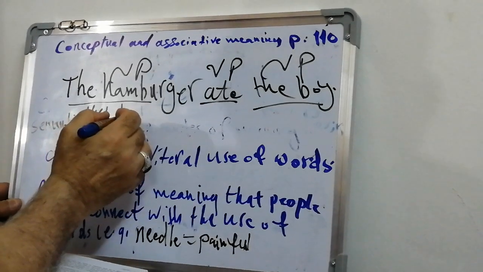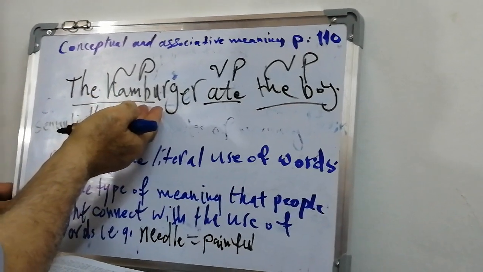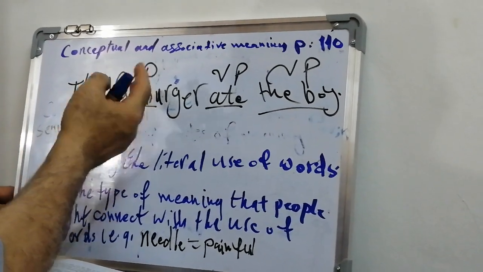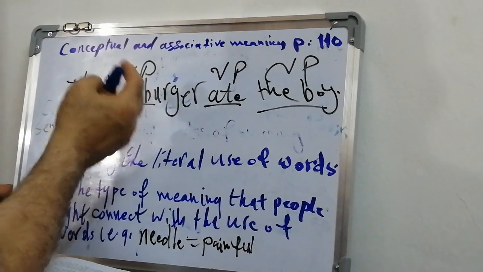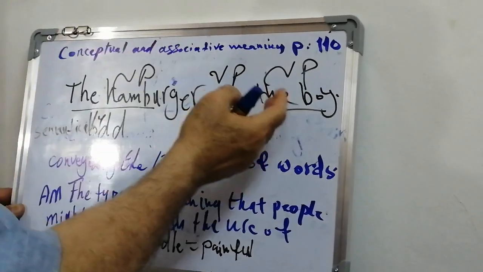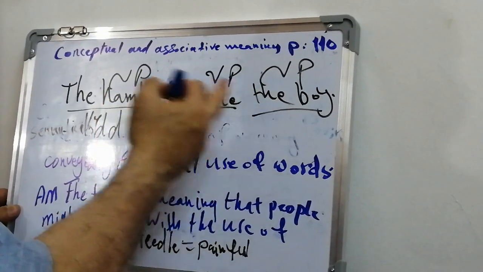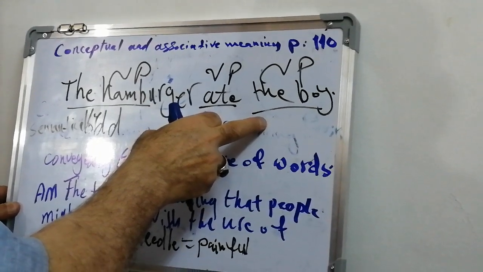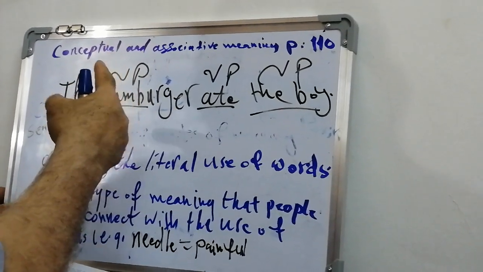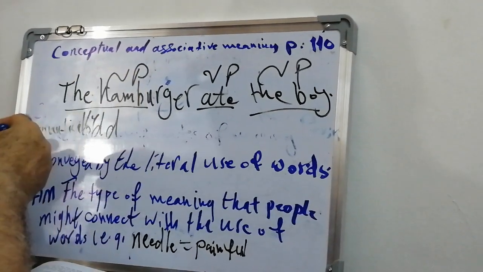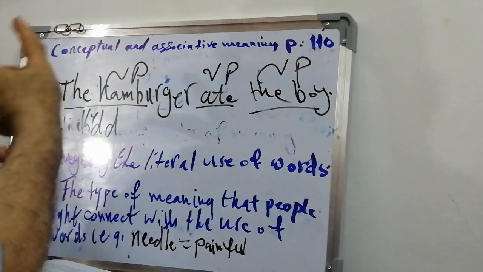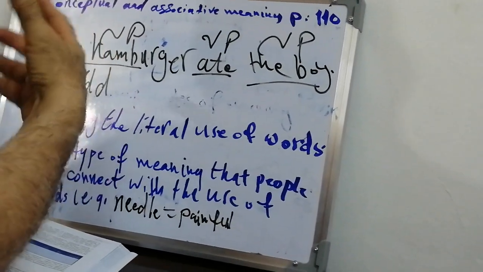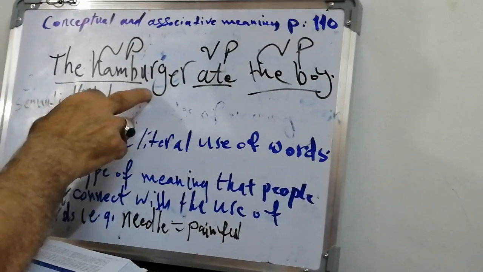This is odd. Why? Because when you go to the dictionary, the hamburger cannot eat. The hamburger is eaten. The boy cannot be eaten by the hamburger. It is the boy who eats the hamburger. So the benefit of the conceptual meaning is that it helps us to avoid producing or using odd sentences such as this.